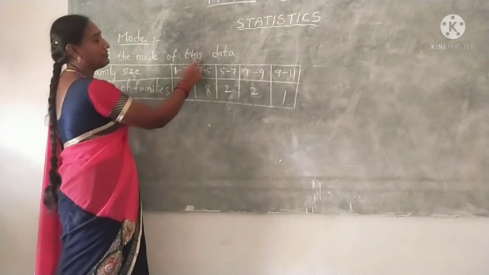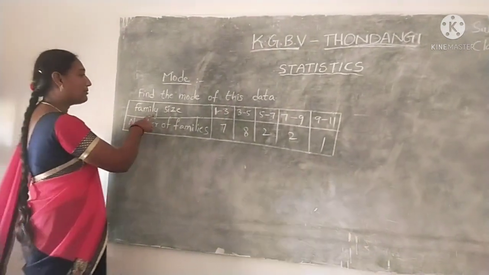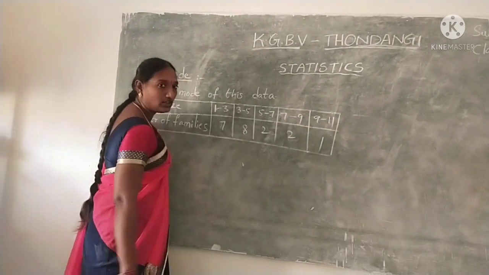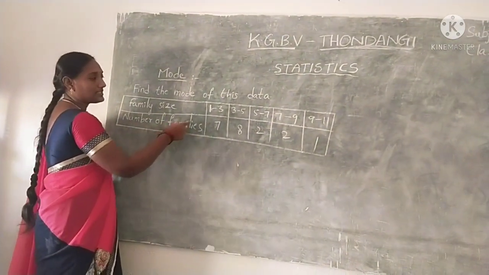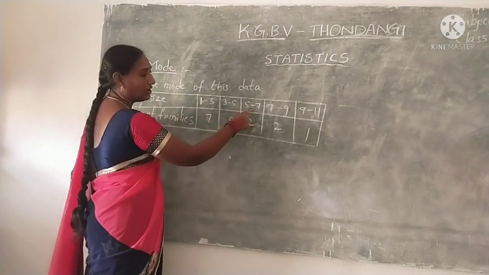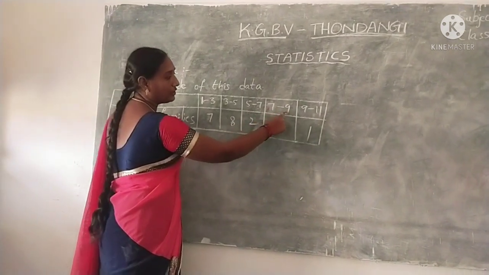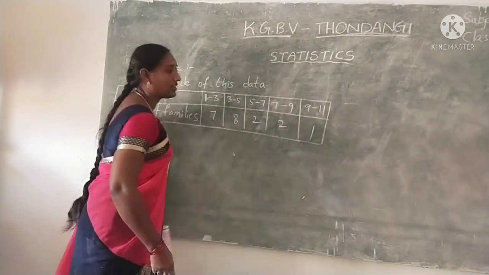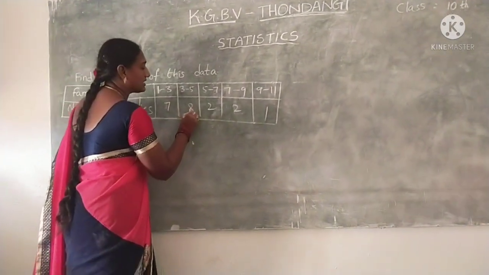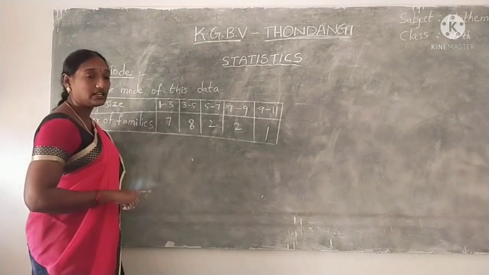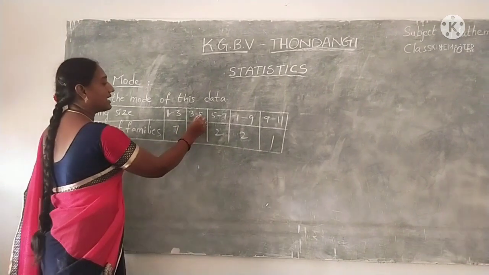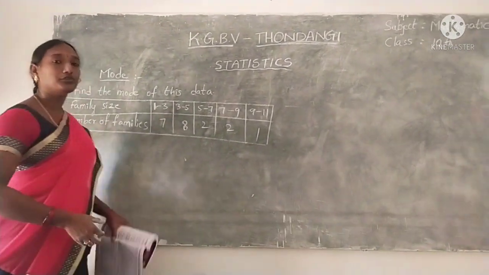Here, find the mode of this data. Family size: 1 to 3, 3 to 5, 5 to 7, 7 to 9 and 9 to 11. Number of families, so frequency: 1 to 3 is 7, 3 to 5 frequency 8, 5 to 7 frequency 2, 7 to 9 frequency 2, 9 to 11 frequency 1. So here the maximum frequency is 8, so the class interval is 3 to 5.